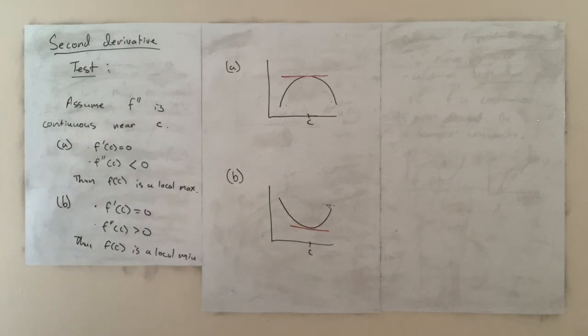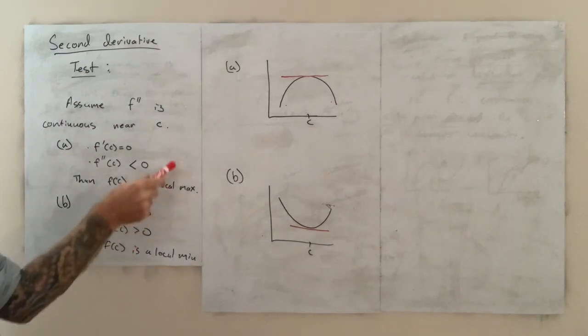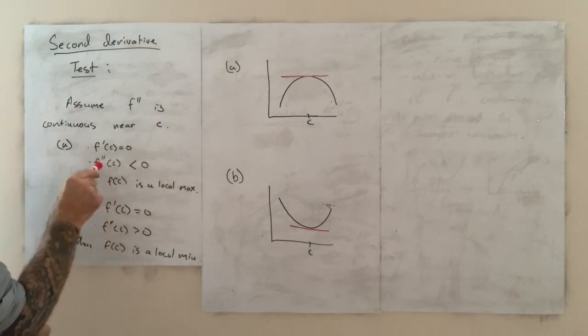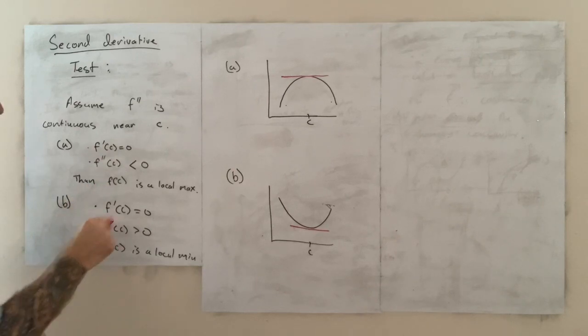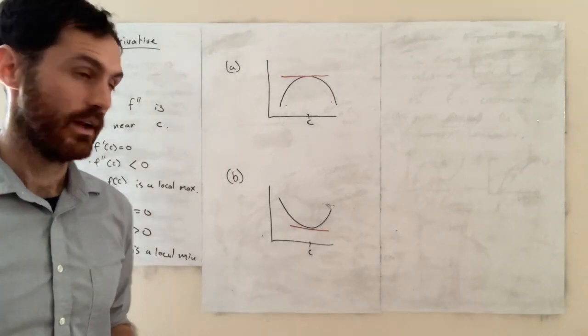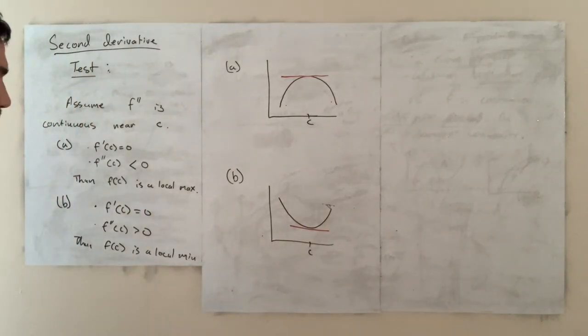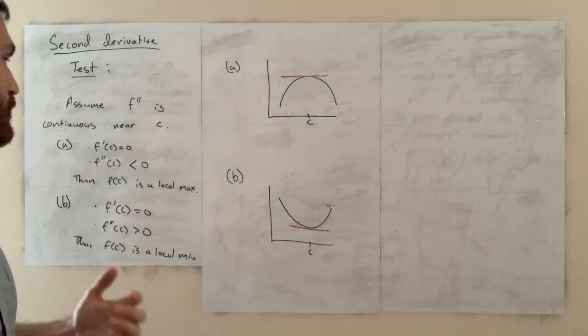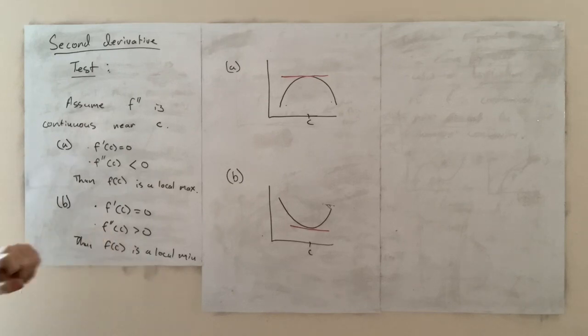Now, one thing you want to be careful of is if the second derivative is equal to 0 at that point, if f double prime of c is also equal to 0, then it's inconclusive. You might have a local min, you might have a local max, but we have to use something else. So that's not going to help you. So that's where the second derivative test can fail.